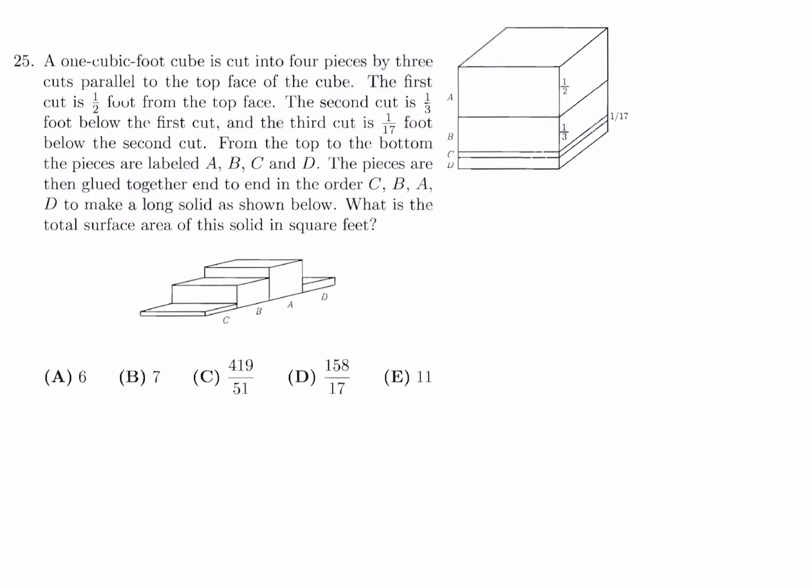A 1 cubic foot cube is cut into 4 pieces by 3 cuts parallel to the top face of the cube. The first cut is 1/2 foot from the top face, the second cut is 1/3 foot below the first cut, and the third cut is 1/17 foot below the second cut. From the top to bottom, the pieces are labeled A, B, C, D. The pieces are then glued together end to end in the order C, B, A, D to make a long solid as shown below. What is the total surface area of this solid in square feet?